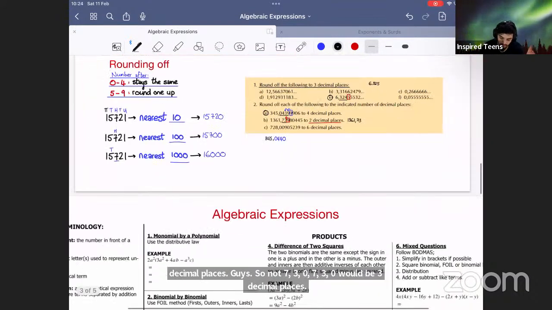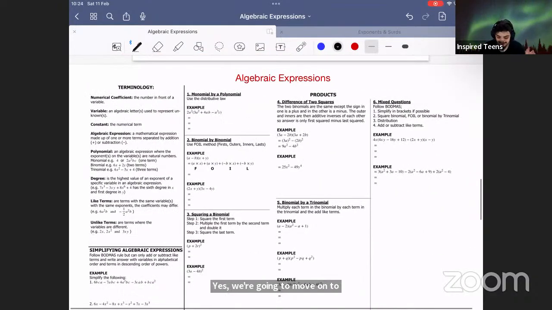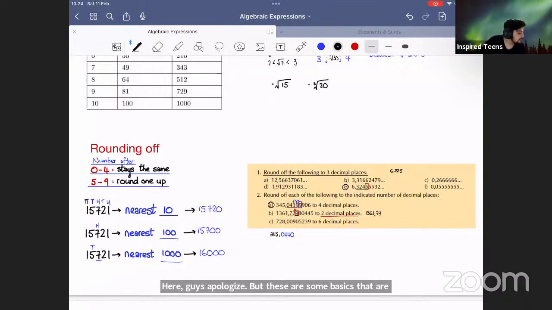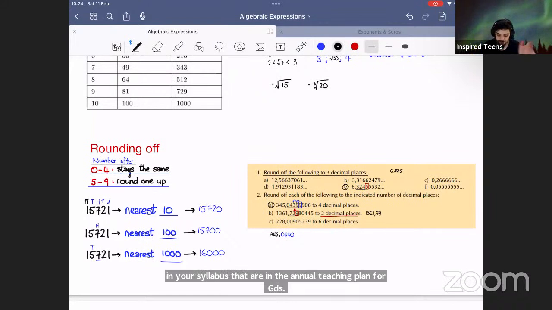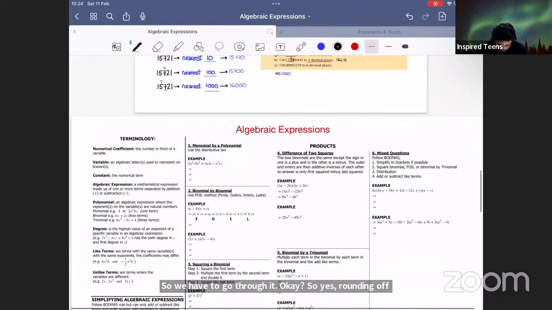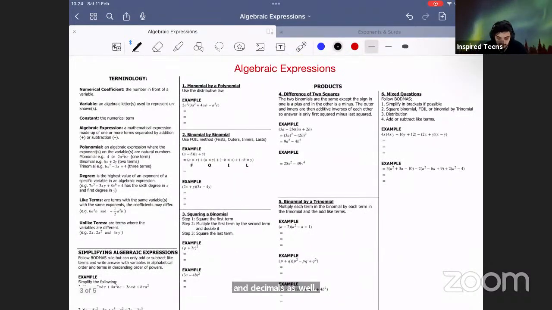Yes. We're going to move on to algebraic expressions right here, guys. I apologize. But these are some basics that are in your syllabus, that are in the annual teaching plan for GDE. So we have to go through it. Okay. So yes, rounding off and decimals as well. Now let's move on to more grade 10 work.